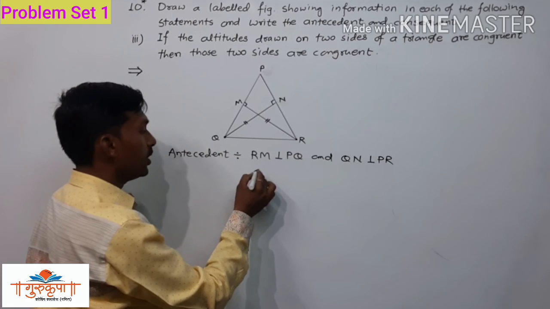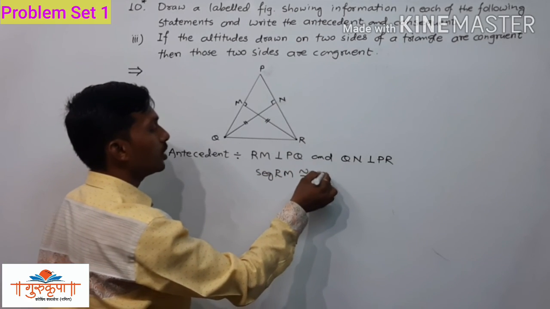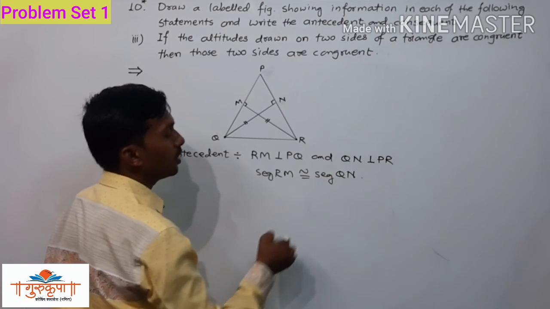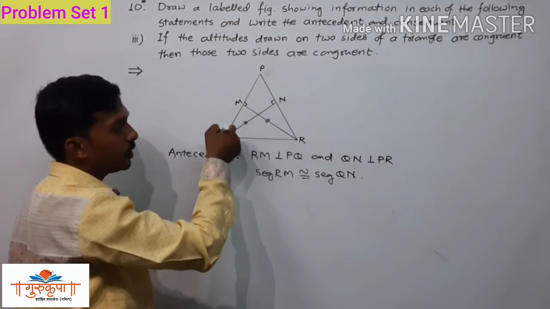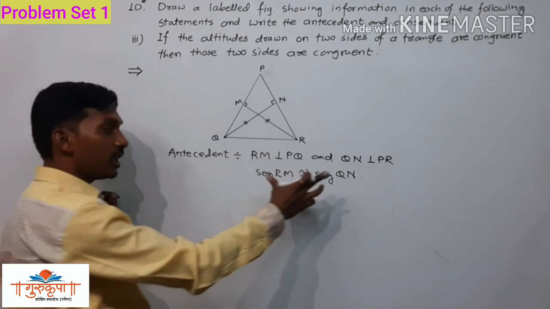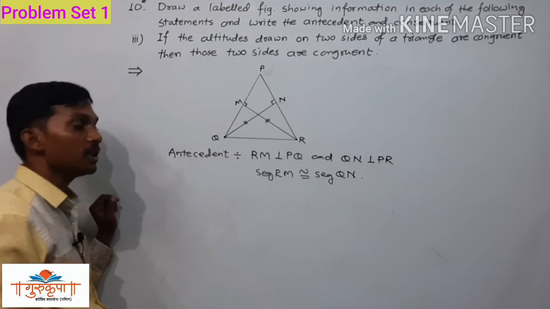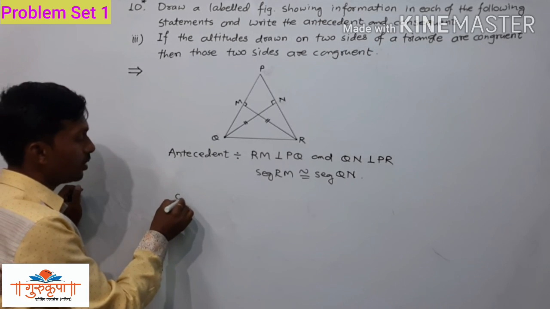So here we can write RM congruent QN, that is given information. These are the altitudes: RM is perpendicular to PQ, QN is perpendicular to PR, and they are congruent. The altitudes are congruent, that is RM congruent QN. This is the given information, the antecedent, and now we have to write the consequent.